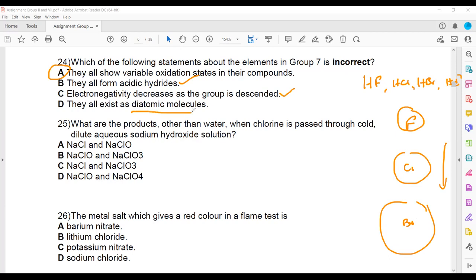And they all exist as diatomic molecules. That's also true. Fluorine does not exist as a fluoride ion or a fluorine atom. It is a fluorine molecule, chlorine molecule, bromine molecule, iodine molecule. So they all exist as diatomic molecules. Is it clear? Question 24.